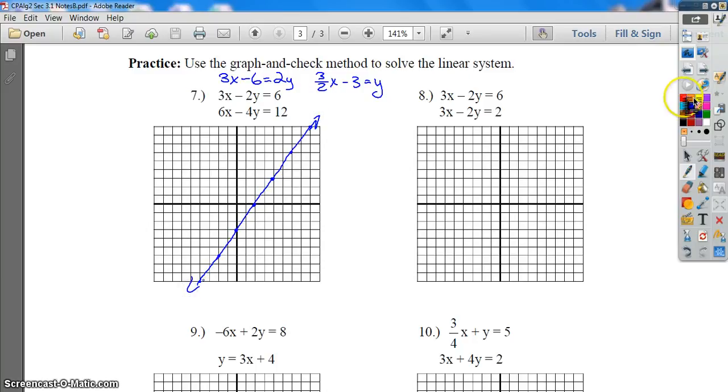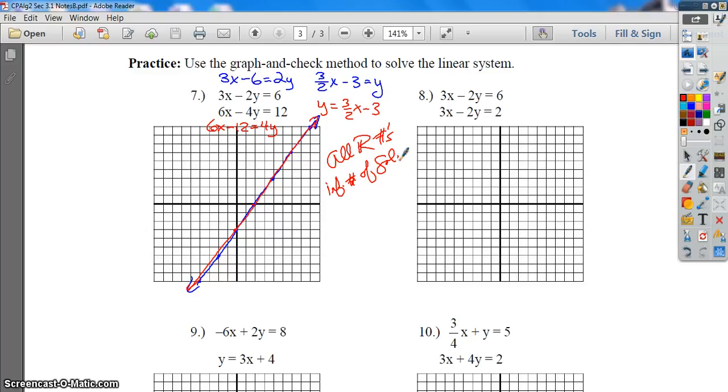Okay, so there's my top equation. Bottom equation, so I'm going to add 4y over, so this would be 6x minus 12 equals 4y. If I divide by 4, I'm going to have 3/2x minus 3. 6 over 4 is 3/2, guys. Reduce it. That's why I have it like that. What you're going to see is this is the exact same line on top of each other. So all real numbers would be your solution, or there's an infinite number of solutions.